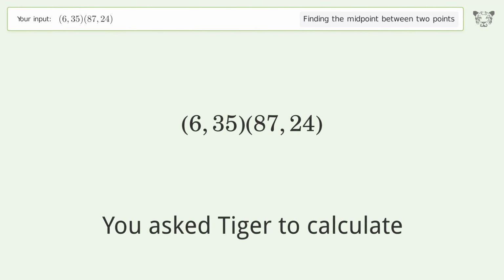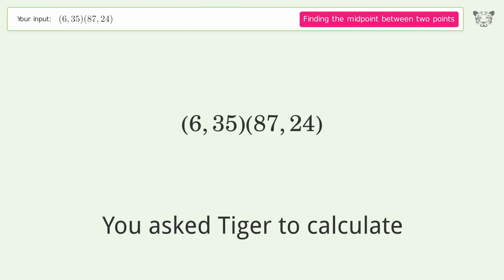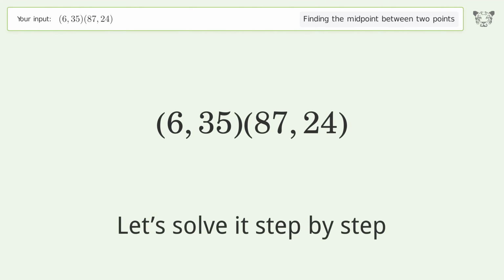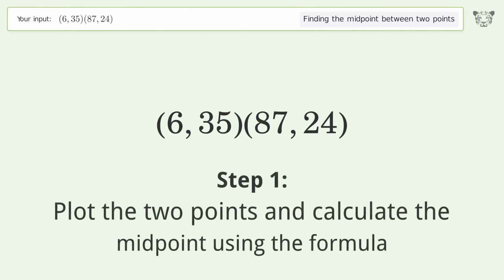You ask Tiger to calculate. This deals with finding the midpoint between 2 points. The midpoint between the 2 points is 46.5, 29.5. Let's solve it step by step. Plot the 2 points and calculate the midpoint using the formula.